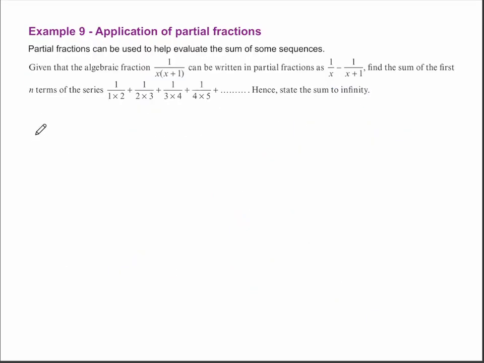Finally, what we have here is an application of partial fractions. So it can be used to evaluate sum of certain sequences. So given that an algebraic fraction 1 over x times x plus 1, and they've already done the partial fraction part, and it can be written as 1 over x minus 1 over x plus 1. Find the sum of the first n terms in the series 1 over 1 times 2 plus 1 over 2 times 3 plus 1 over 3 times 4 and so on.